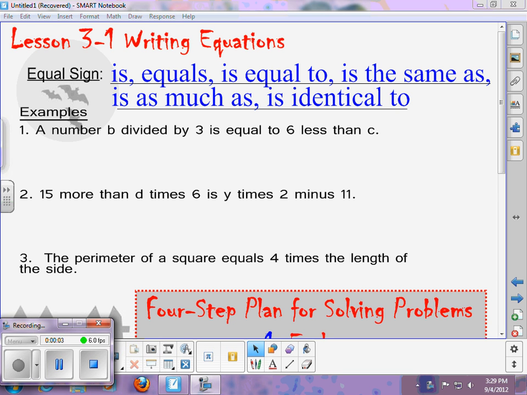Algebra 1, Lesson 3.1, Writing Equations.